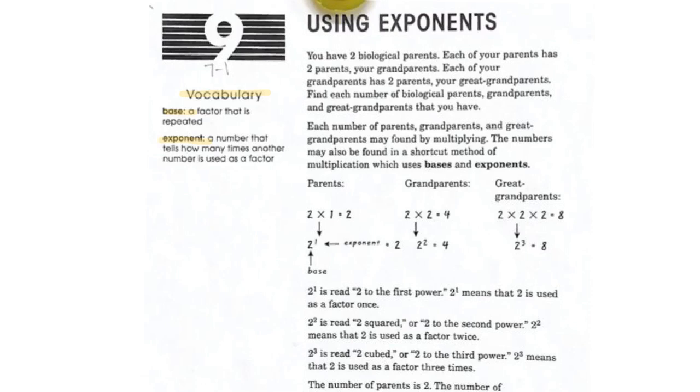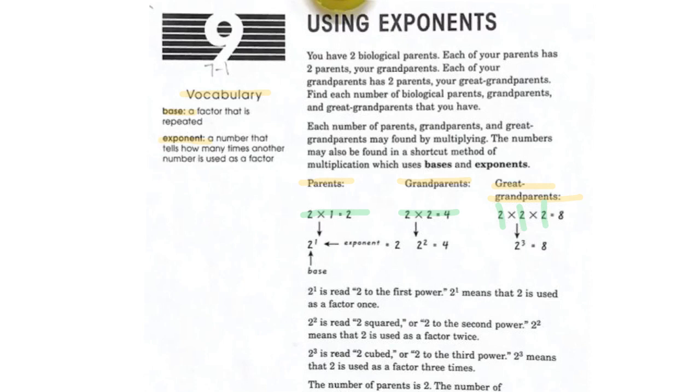So when you have parents, you have 2 times 1, which equals 2, because you have two parents. When you have grandparents, it is 2 times 2, because each of your parents has 2. So it's 2 to the power of 2, which equals 4. For great-grandparents, it is 8. That is 2 to the power of 3.